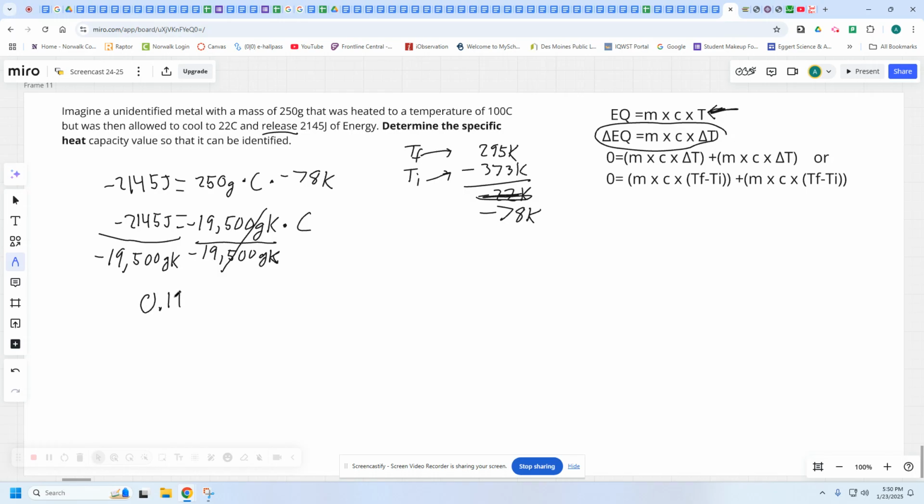Our C value is going to be 0.11 joules for every gram Kelvin, or you could mark that as Celsius. And anyone could look that up on the internet and try to estimate what metal this likely is. I'm going to reset for another problem. I recommend that the next problem you try on your own before just simply copying down or watching what I do.